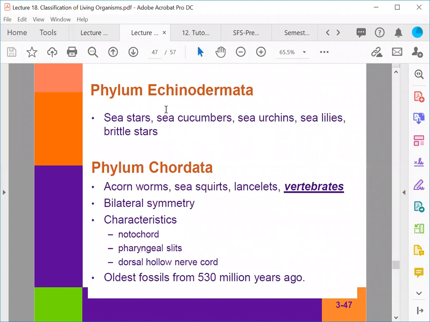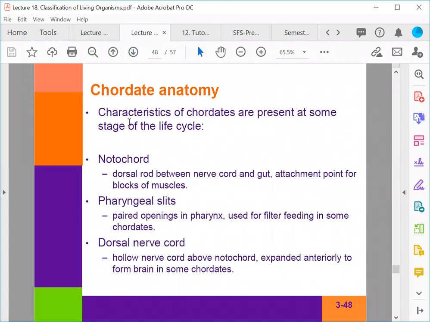Okay, next we have phylum Echinodermata, which includes the sea stars, sea cucumbers, and so on. Then we move on to phylum Chordata: acorn worms, sea squirts, lancelets, and vertebrates. They all exhibit bilateral symmetry, and here are the three important characteristics of the chordates. The presence of a notochord, the presence of pharyngeal slits, and the presence of a dorsal hollow nerve cord. And we'll look at those characters again here.